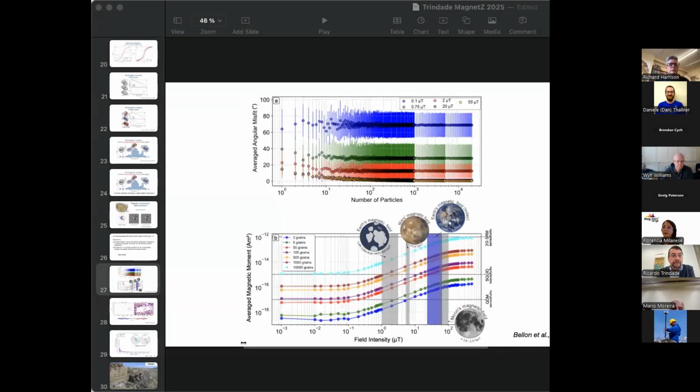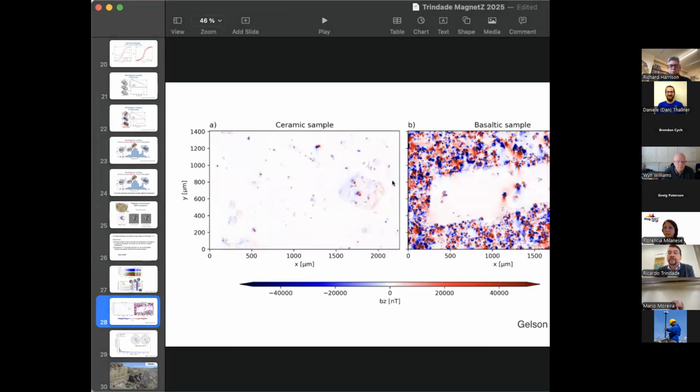Okay, Gunther has a question. It says, nice talk, thank you. In your slide 28, you have 2-3 millimeters scale across. Does it mean that the anomalies that are detected come from mostly multi-domain grains?